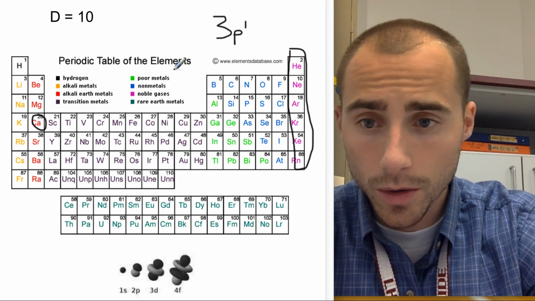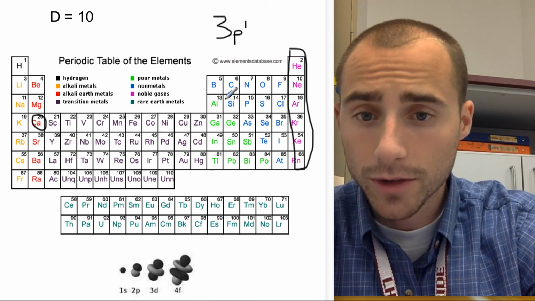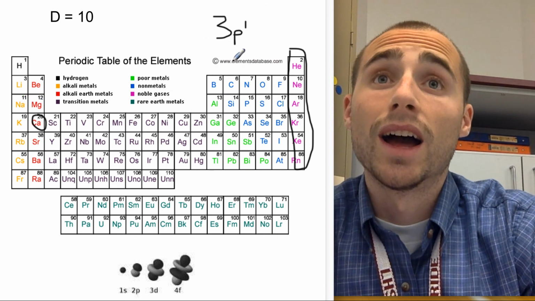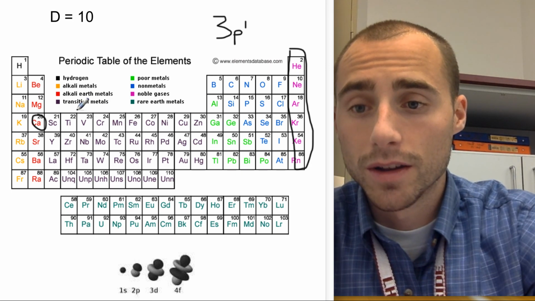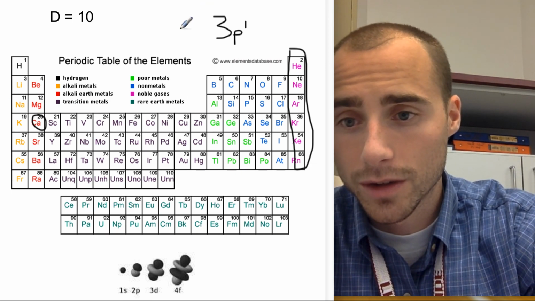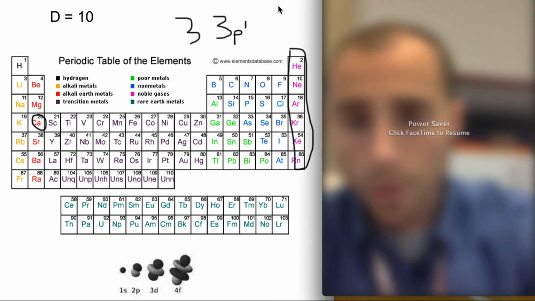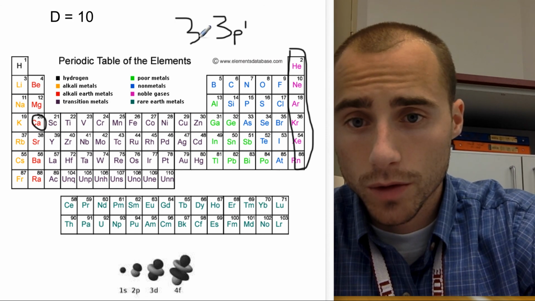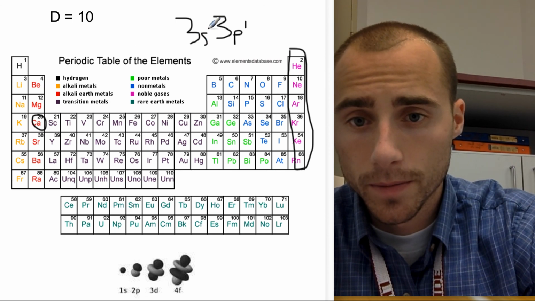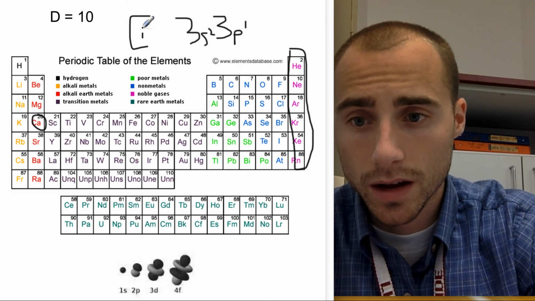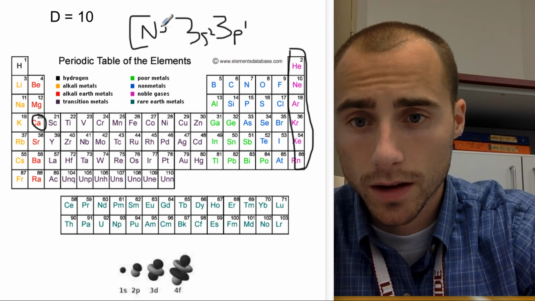So you would go neon, and the interesting thing about this is because you have to pass through here. So you have 3p1, and then you have to represent this. So you'd have to write 3s2, and then parentheses neon, right? Just like that.